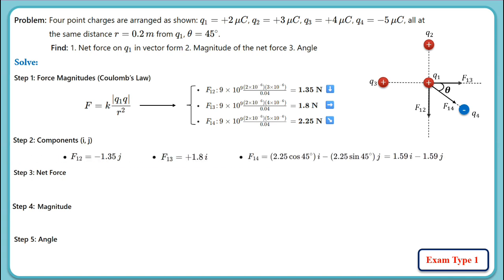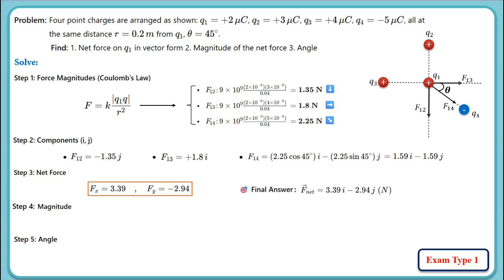F12 becomes minus 1.35 J. F13 becomes plus 1.8 I. For F14, using cosine and sine at 45 degrees, we get 1.59 I minus 1.59 J. Now we add all components. The X component is 3.39 and the Y component is minus 2.94.